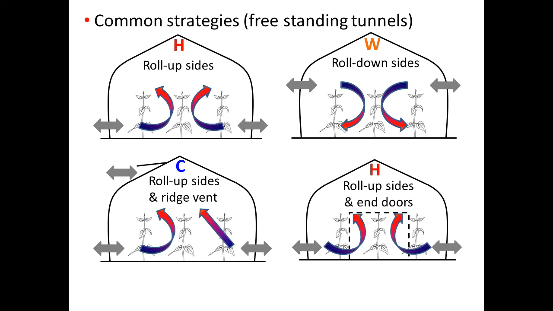And then finally, on the lower right-hand side, we have a situation with roll-up sides and large end doors that can open up. And so you see the cold air coming in on the sides. It warms up, it rises, and then escapes to the top of the doors in the end walls.